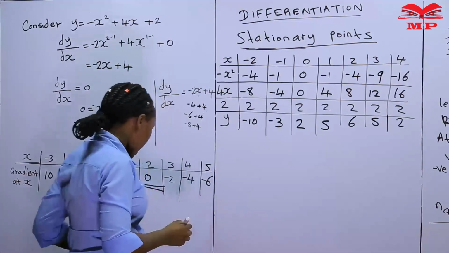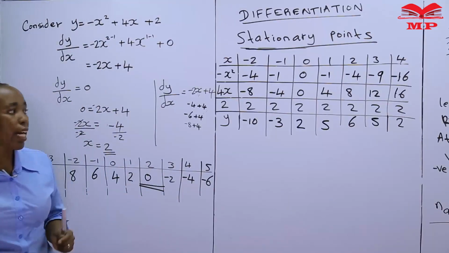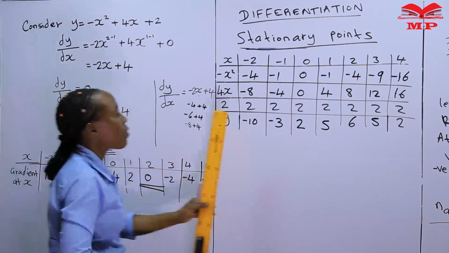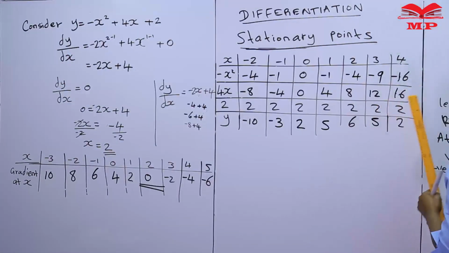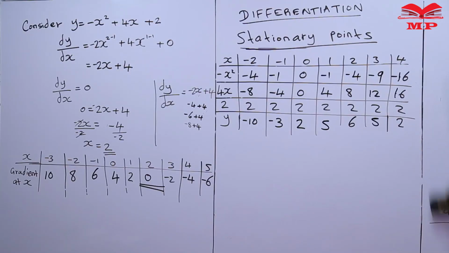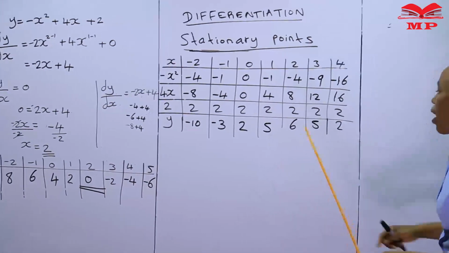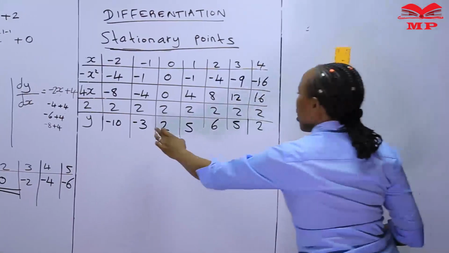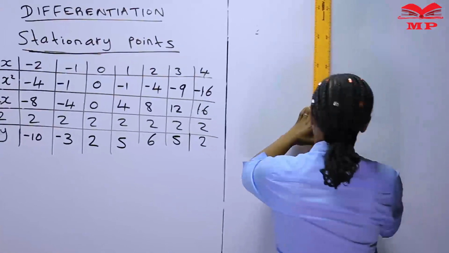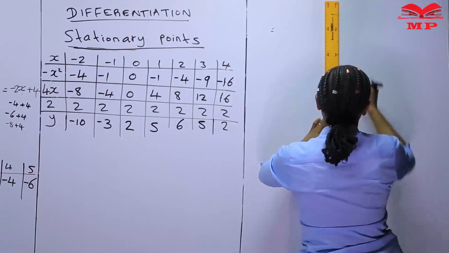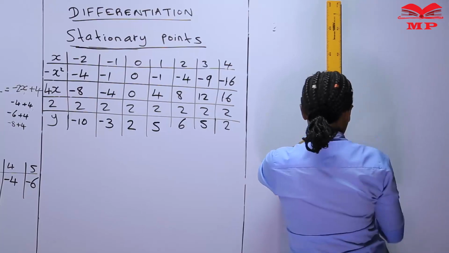Then we plot that curve. When we have that, we are able to determine the nature. So we have on the x-axis from negative 2 to 4. On the y, we have negative 10, and the highest here, we have 6. So we have negatives on both sides. So this is what we have.